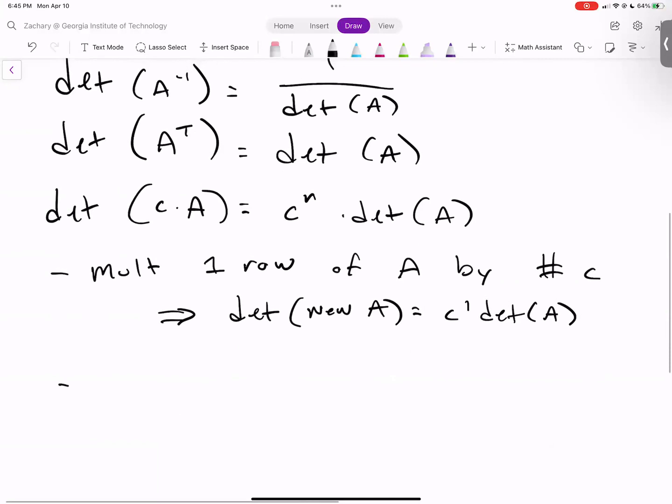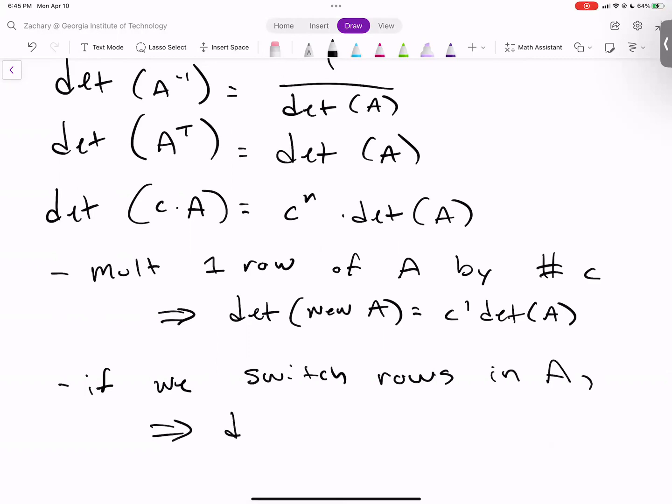The other rule is if we switch rows in A, then the determinant of our new A equals -1 times the determinant of A. Any questions on any of these? Okay, cool. They're pretty straightforward, just computational. It's not really a lot of theory here.